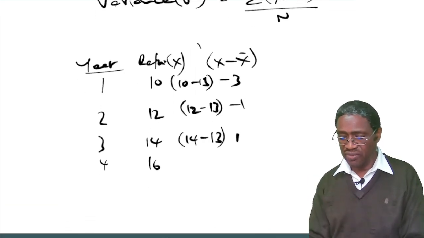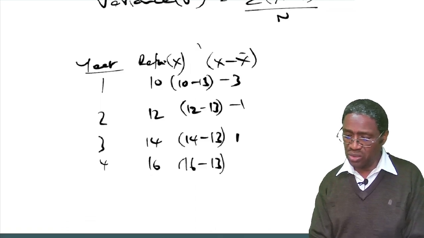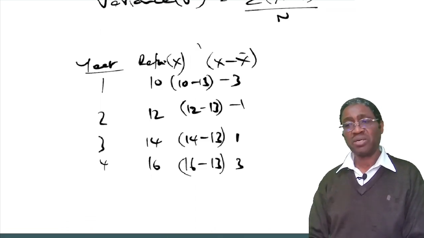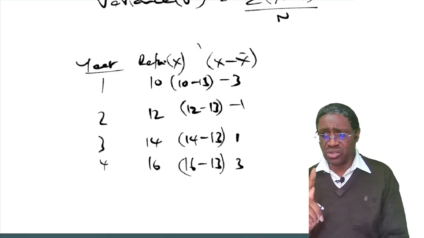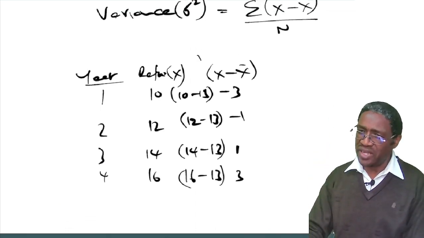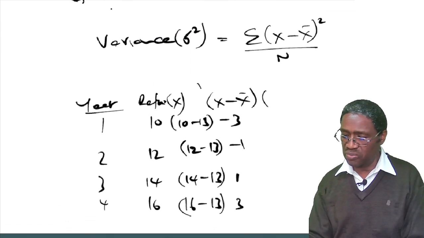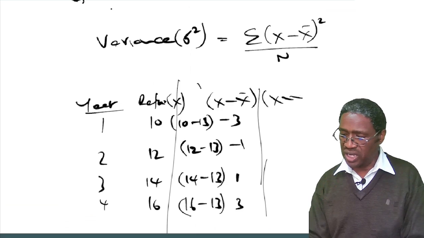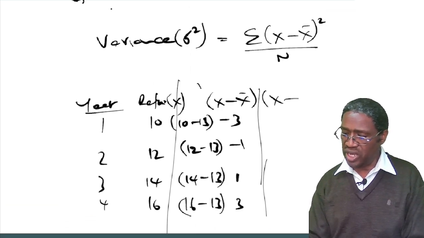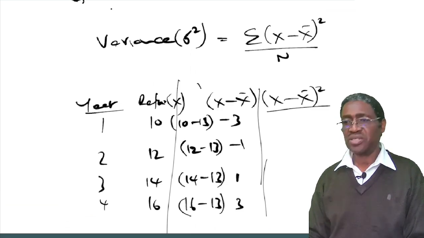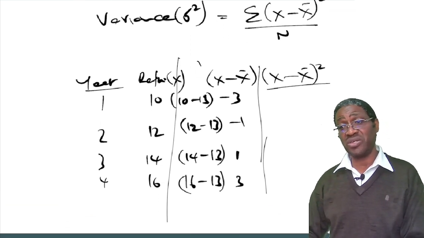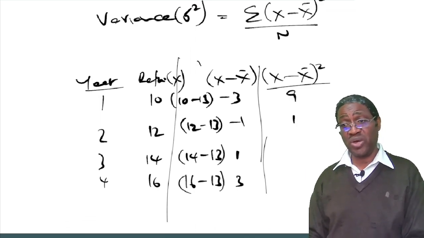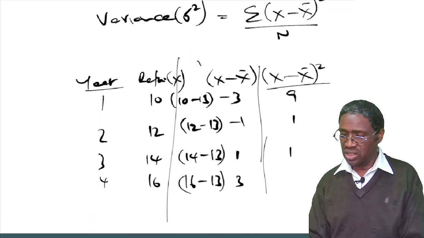In the fourth year, my return was 16%. The mean was 13. There was a deviation from the mean by how much? By 3%. Once you get the deviations from the mean, you square them. So we have another column called X minus X bar squared. Negative 3 squared is 9. Negative 1 squared is 1. This is 1. That is 9.